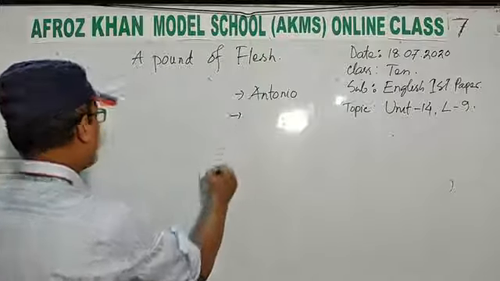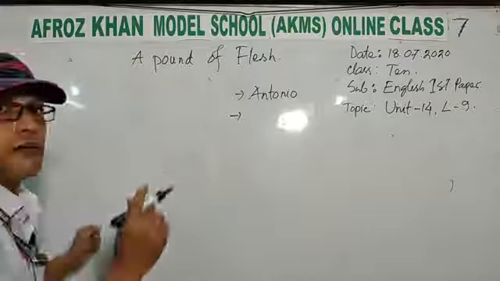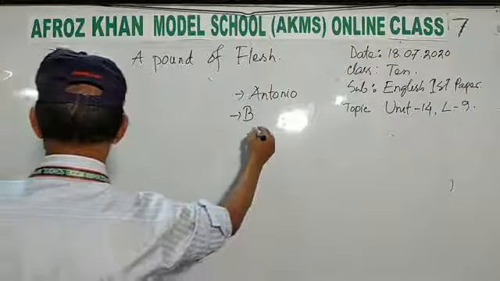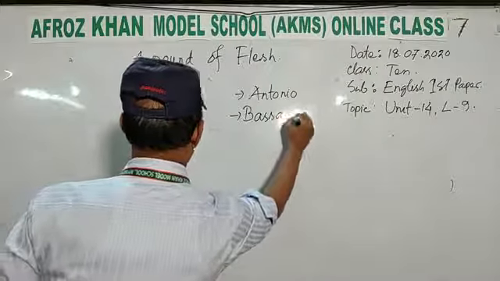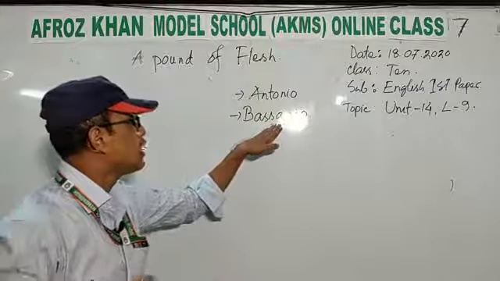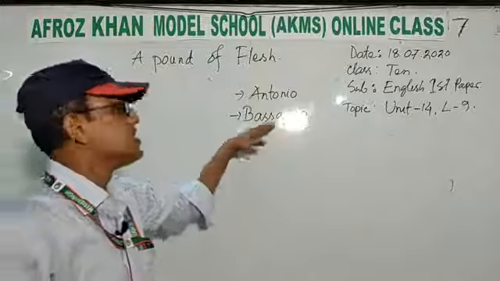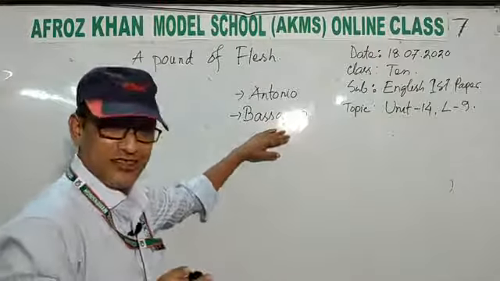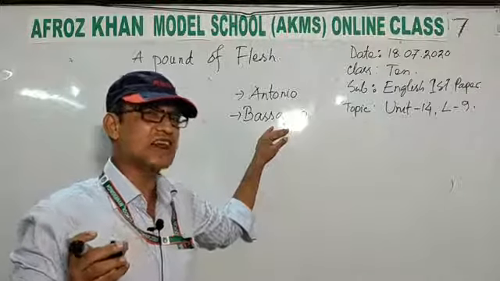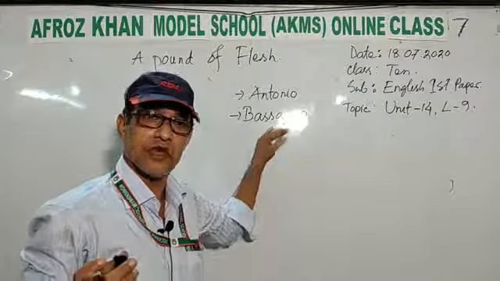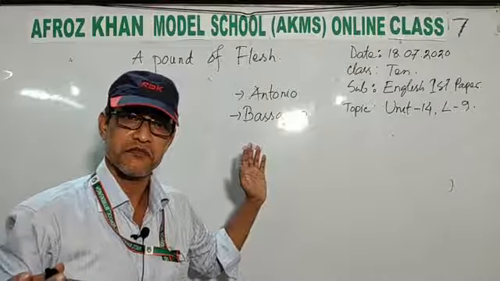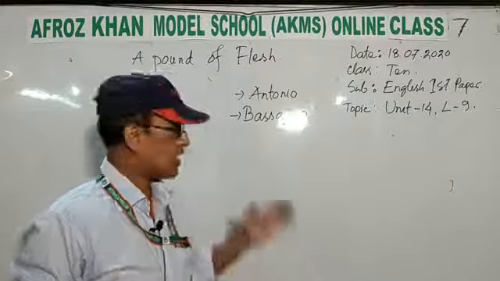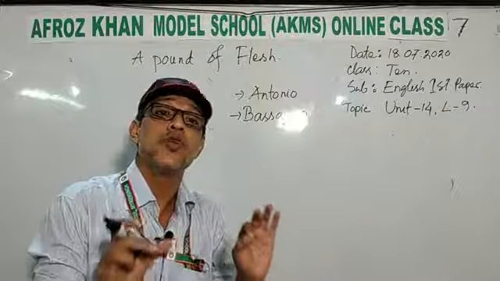The second character after Antonio, you will be introduced to, is Bassanio. When you are introduced to the character Bassanio, you will find that he is also honest, but he used to lead a luxurious, pompous life. He spent money lavishly. He tried to make himself much more handsome, and he spent money to lead a luxurious life.